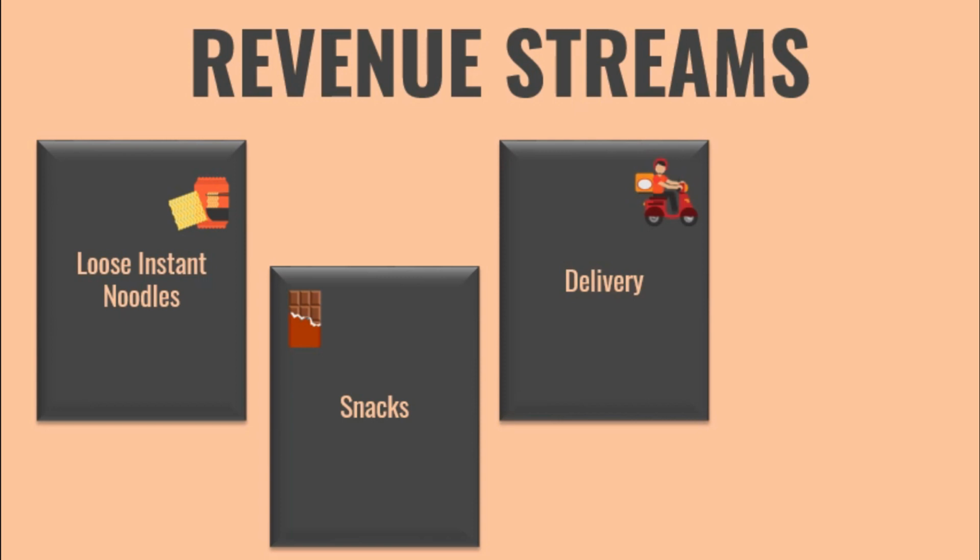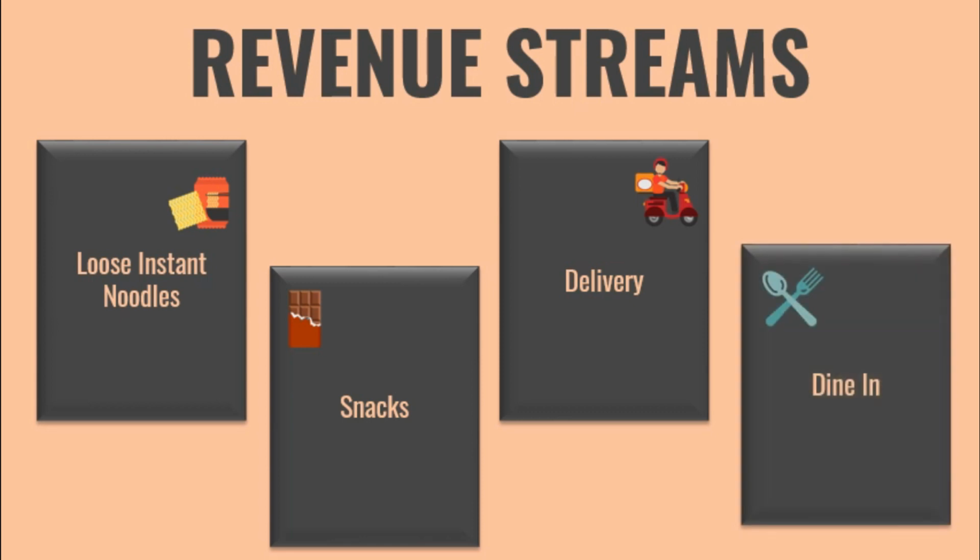Next, we have delivery. Since delivery has an additional charge, it is counted as one of our revenue streams. The last one is dine-in. Customers that dine in at our shop will be counted differently compared to customers who come for takeout.